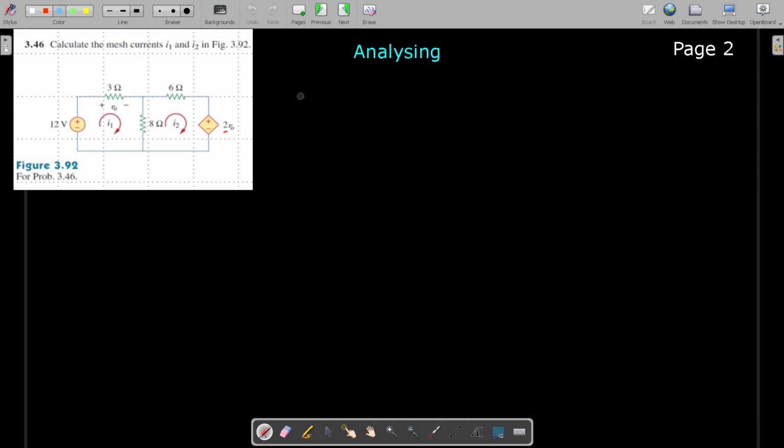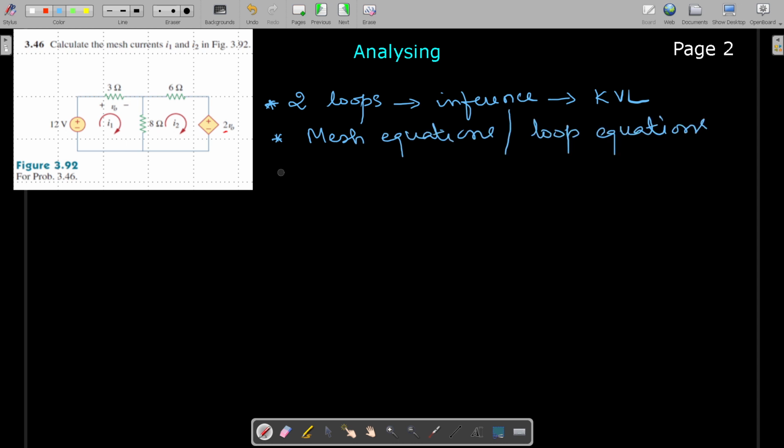Here we understand that two loops are present. From that we come to the inference that we can use Kirchhoff's voltage law. If it is Kirchhoff's voltage law, we must write the mesh equation or the loop equation. And when you go for mesh equations, we definitely have to apply Ohm's law. What is Ohm's law? We know that V is equal to IR. This formula is to be applied.